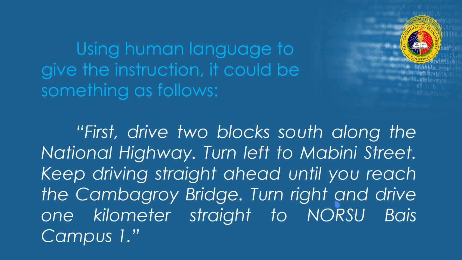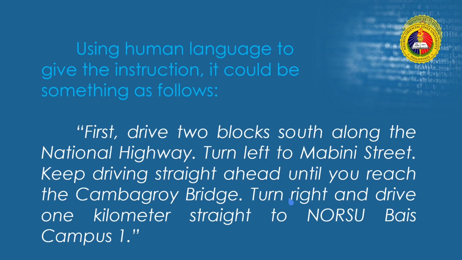So first, you drive 2 blocks south along the national highway. When you reach Mabini Street, just go straight. Straight until you reach the Cambagroy Bridge, and once you reach it, you turn right. Again, not necessarily, because the road turns anyway. So you just follow the road and drive at least 1 kilometer straight to NORSU Bais. NORSU Bais is on the left-hand side.